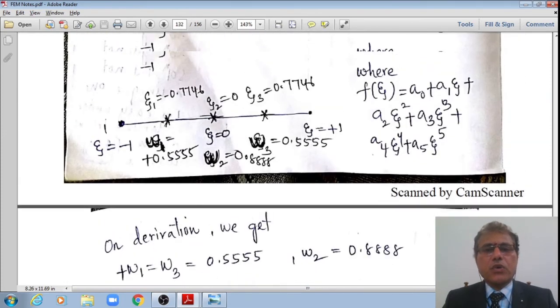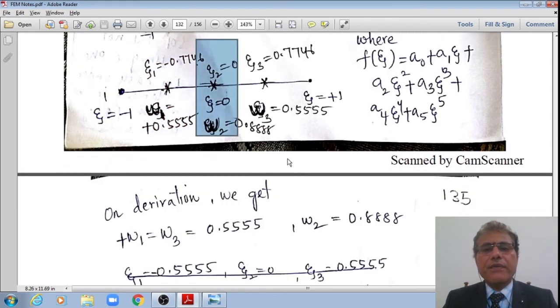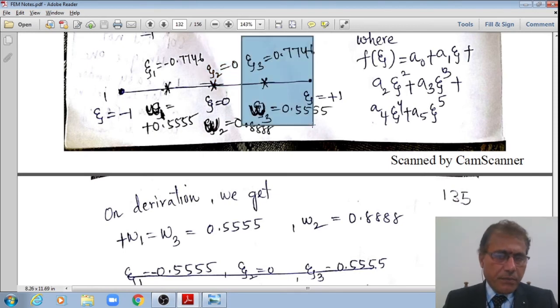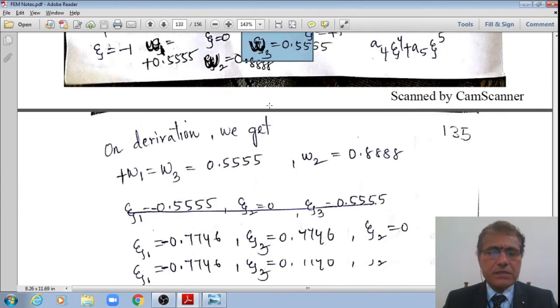That is how it is shown schematically here, students, right? W1 has a weightage of 0.5555 at the sampling point of minus 0.7746. W2 has a weightage of 0.8888 at the sampling point of xi2 equal to 0, and W3 has a weightage of 0.5555 at the sampling point of plus 0.7746.